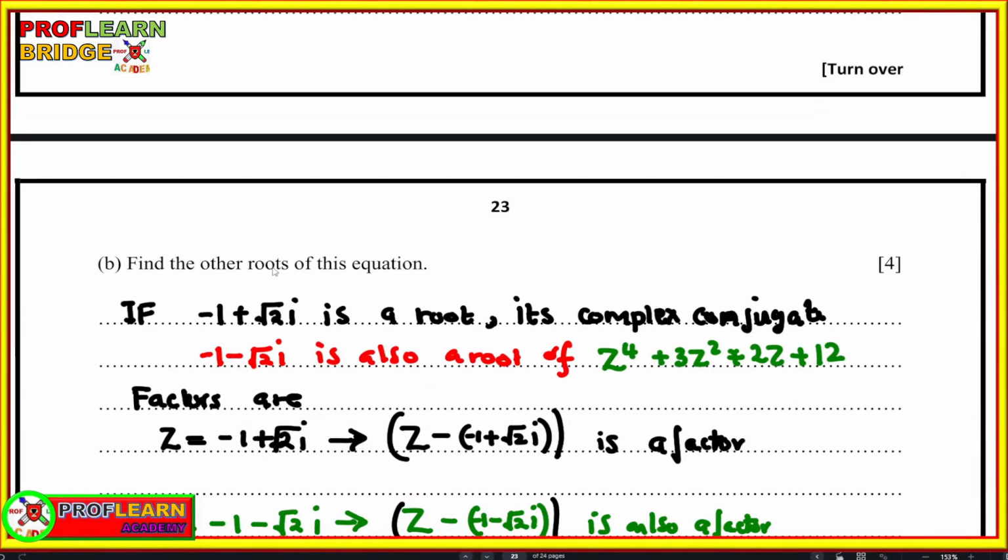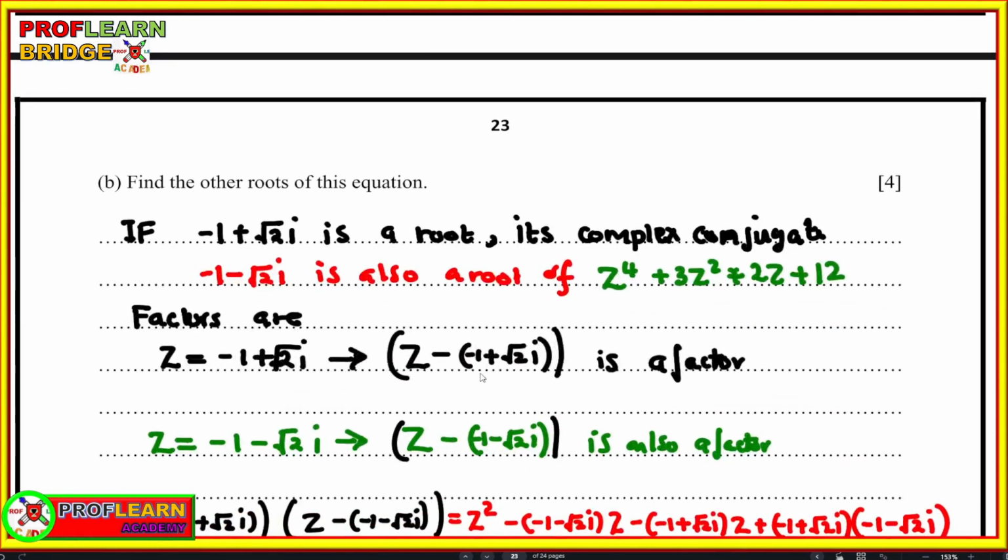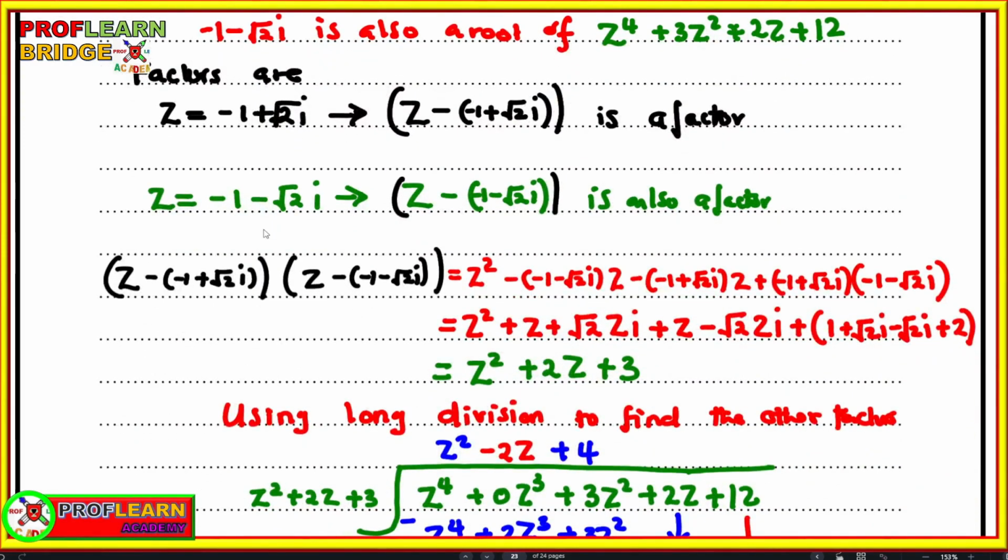Then we are supposed to find the other roots of this equation. In order to find the other roots, remember that if we were told that negative 1 plus root 2i is a root, then its complex conjugate is also a root. So we can form factors. If you equate z to this root, you take it to the other side, now you'll have a factor. And also the complex conjugate, we equate this, take it to the other side, we're going to have z minus negative 1 minus root 2i is also a factor.